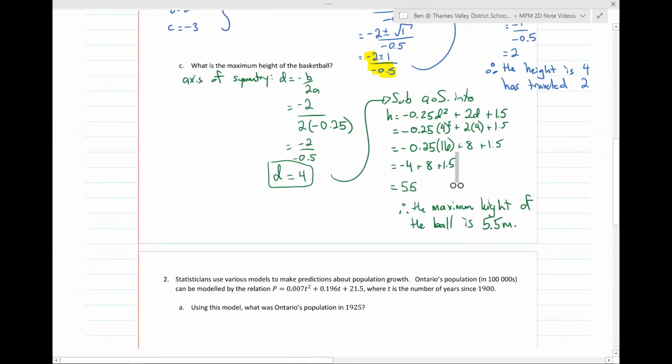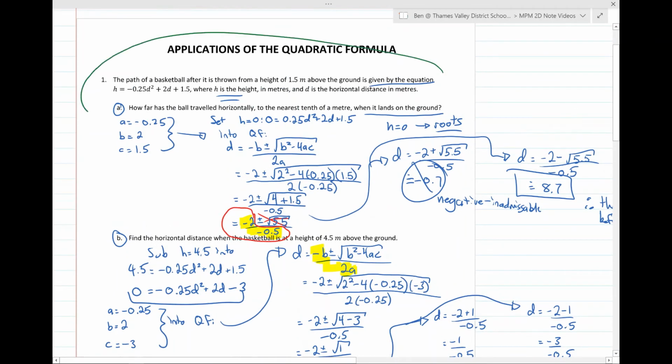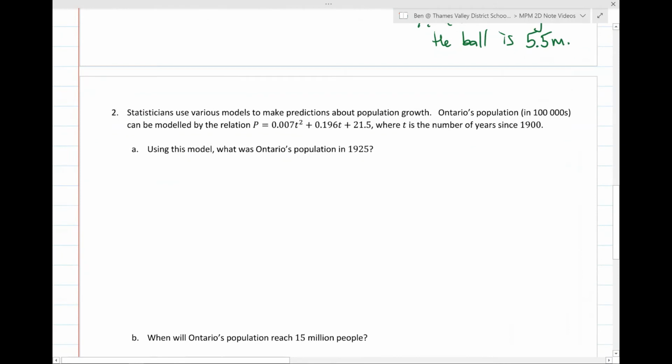Now, I'm hoping this gave us a few skills that we can use in particular when we're working with projectile motion, when we're working with the motion of a ball or of something falling or flying through the air. We'll keep going. We can also use quadratics sometimes to model something like population growth. Now, in this particular case, we're given the population growth of Ontario since 1900. T is the number of years since 1900. P is our population in hundreds of thousands. Here we're going to use this model to find Ontario's population in 1925.